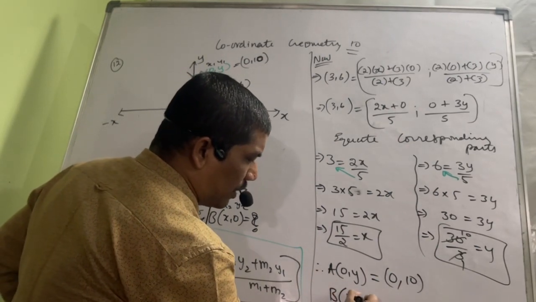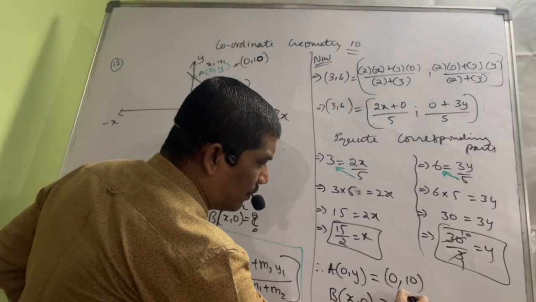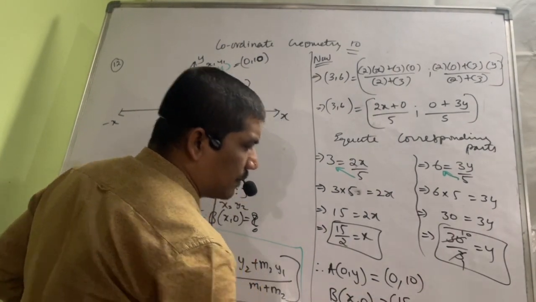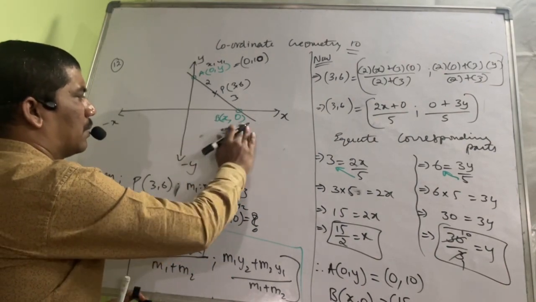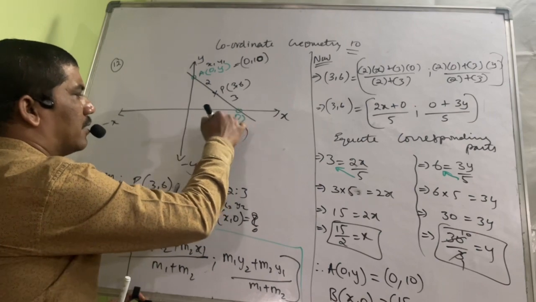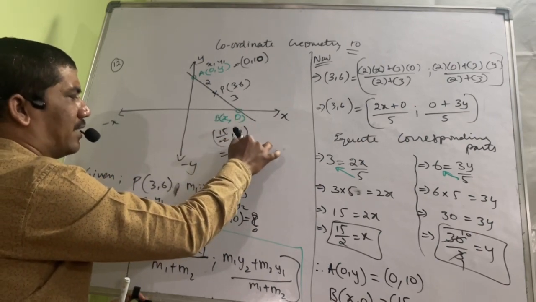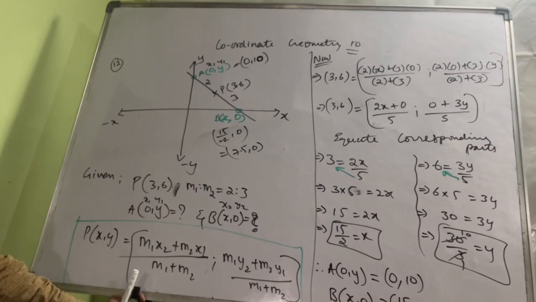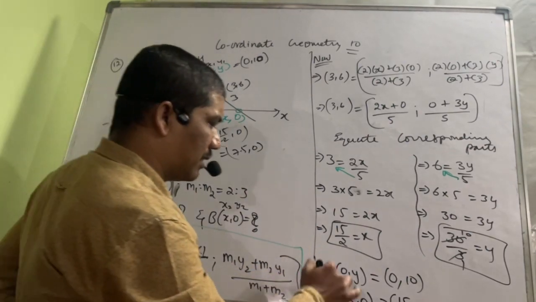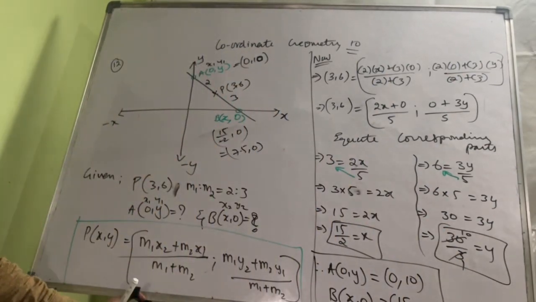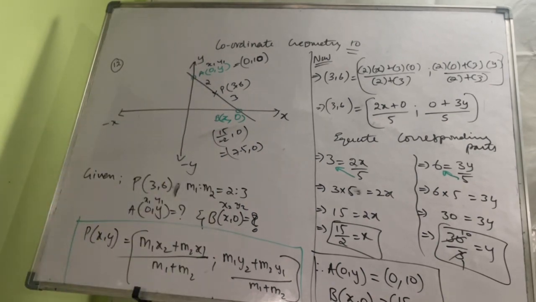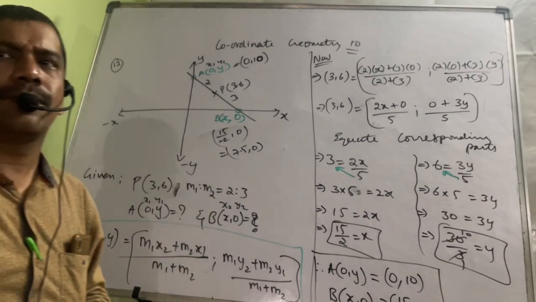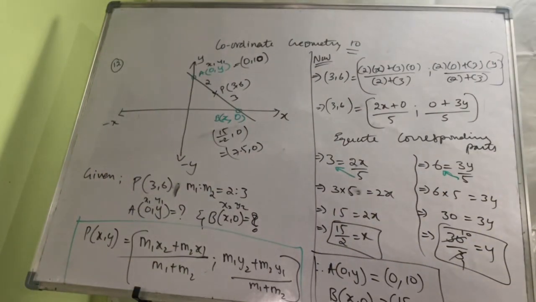B is x comma 0. For x you write the value 15 by 2, and for 0 you write 0 only. Clear? So this is 15 by 2 comma 0. 15 by 2 means 7.5. In a graph you may have to convert into decimals. Clear with this? Understood everyone? Understood this part? This is important. You have done this already many times. Observe for 3 minutes everyone. Observe completely.